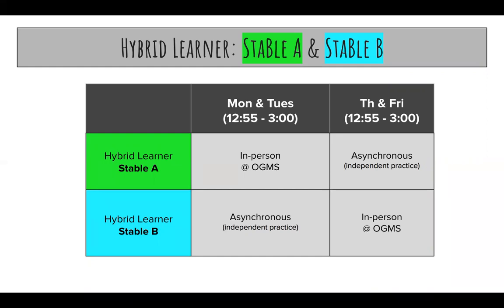And then hybrid learner stable B student, they are starting off their afternoons on Monday and Tuesday from 12:55 to 3 as an asynchronous learner. And then they are ending their afternoons on Thursday, Friday by reporting in person to Oak Grove Middle School.